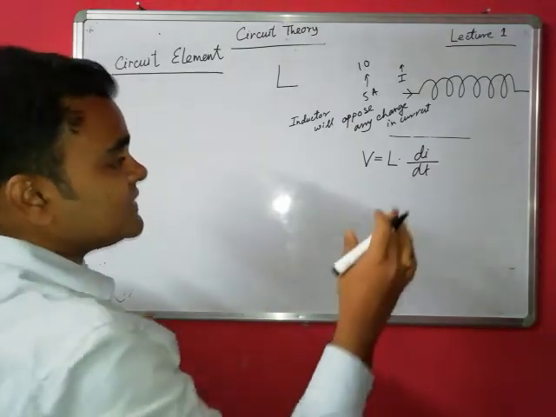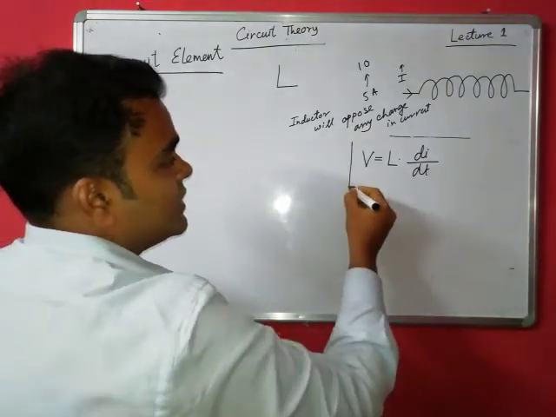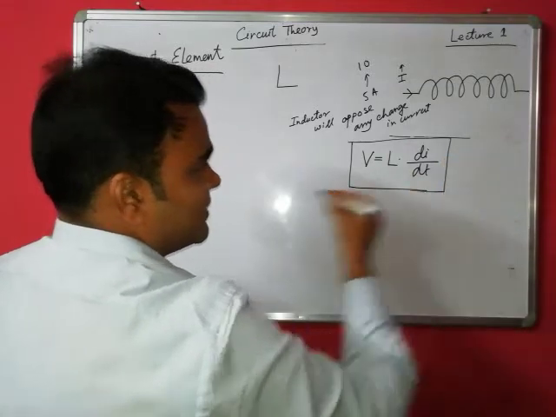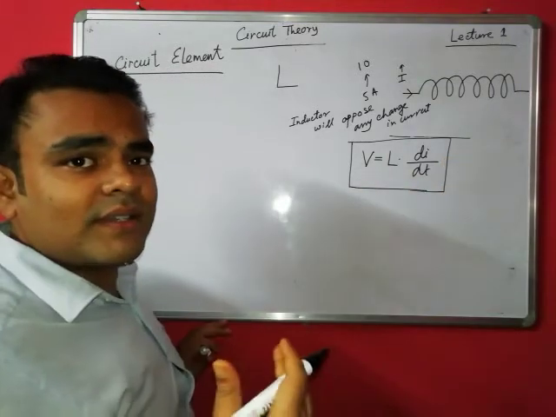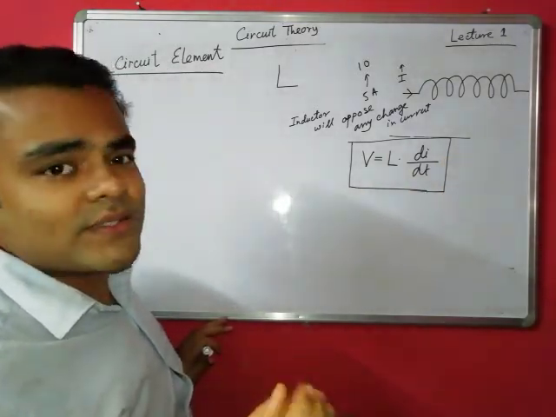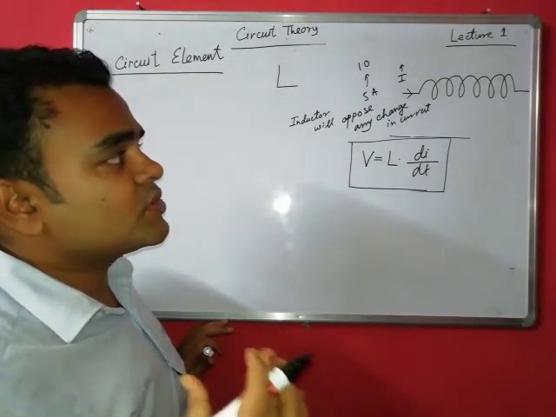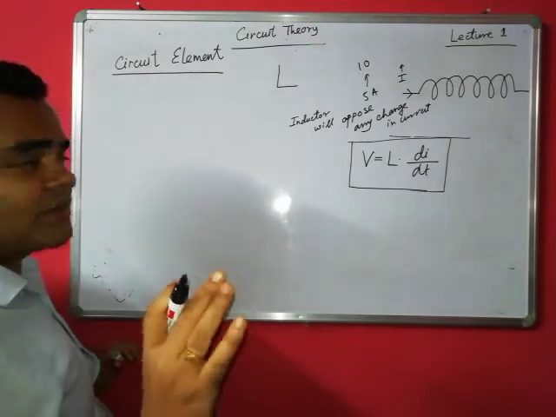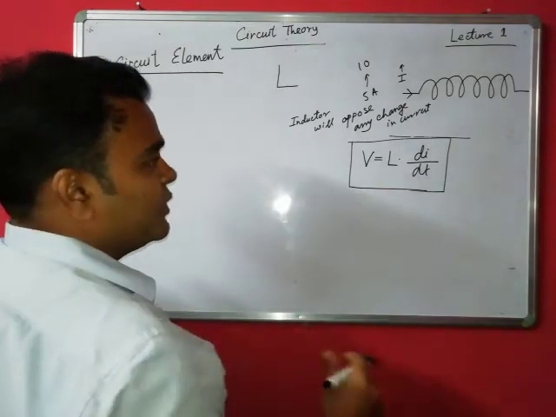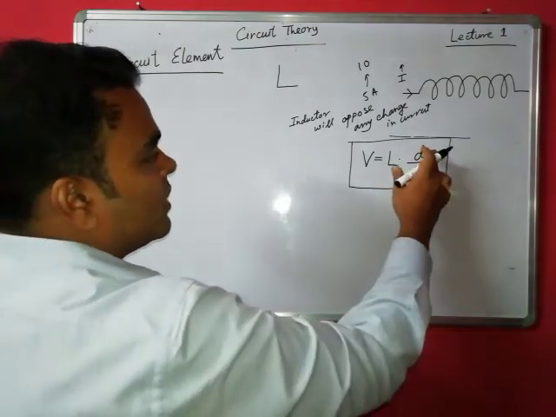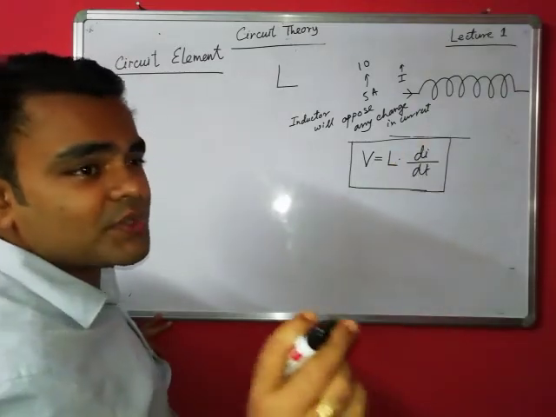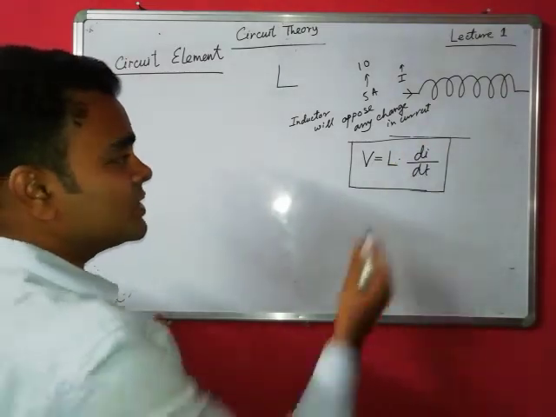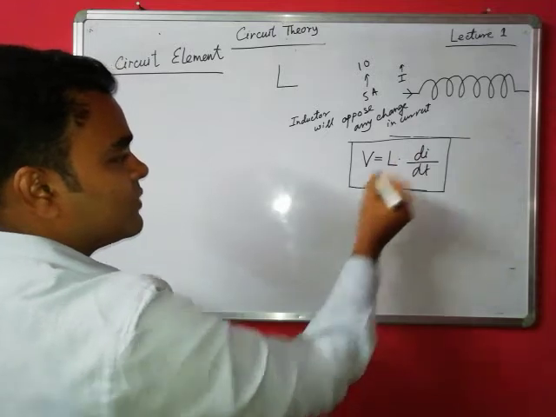Right now we have the voltage equation for an inductor. Now inductor is also known as an energy storing element. It stores energy in the magnetic field. You can read the field theory part for more information. Now whenever we have to find the equation of current in terms of voltage, we can write it from here.